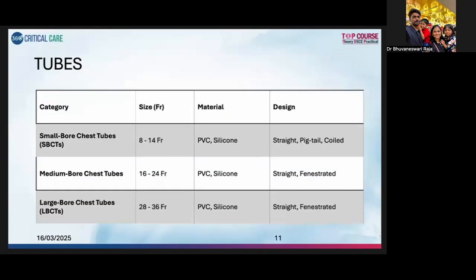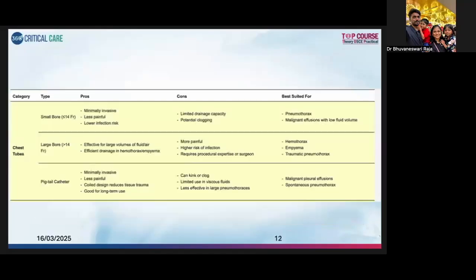Coming on to the various intercostal tube sizes. Okay, an intercostal drainage tube is considered a small bore chest tube when the size ranges between 8 to 14 French. It is considered medium bore when the size is between 16 to 24, and large bore chest tubes range between 28 to 36 French. Okay, and all of them are made of either PVC or silicone material. Okay, so small is 8 to 14, medium is 16 to 24, large is 28 to 36.